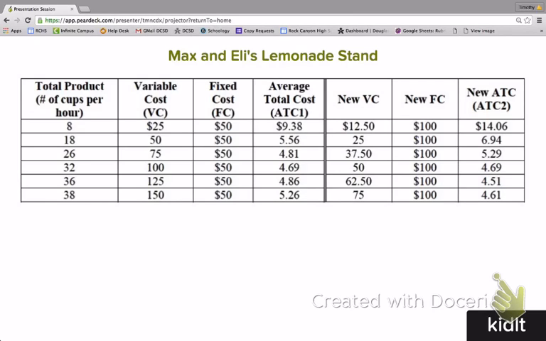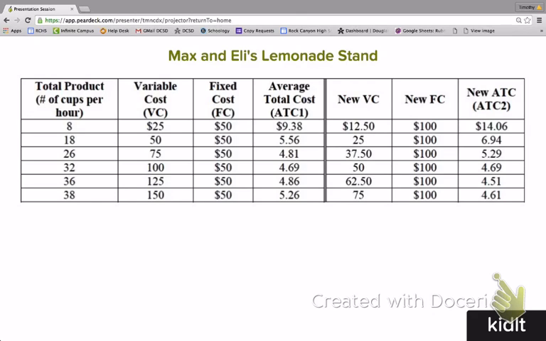Now, if the lemonade stand can't produce more than 32 cups of lemonade, expansion doesn't make sense. However, as the higher fixed cost is spread over more units, the ATC2 becomes less than the ATC1. If the lemonade stand can sell more than 32 cups, expansion will provide per unit cost savings. We can graph both ATC1 and ATC2 to better see what is happening in the table.